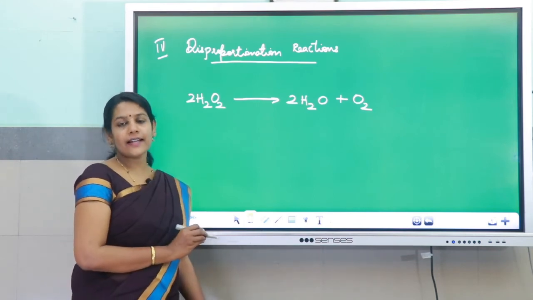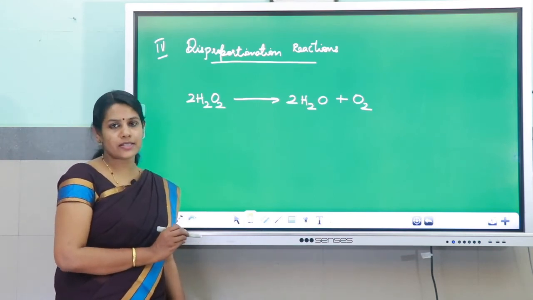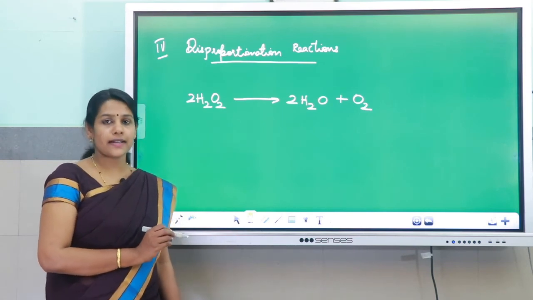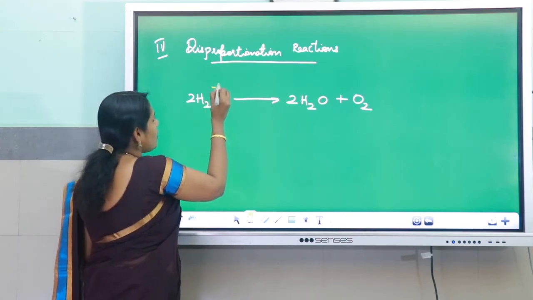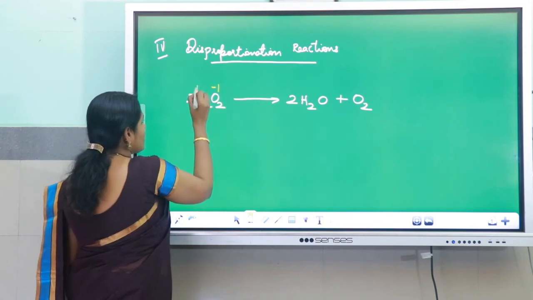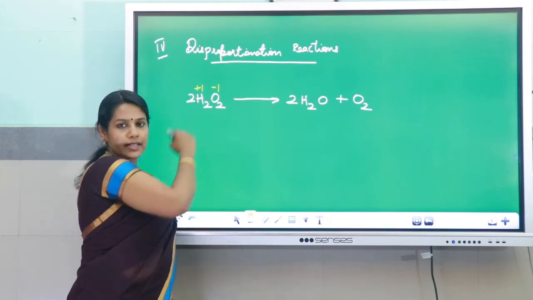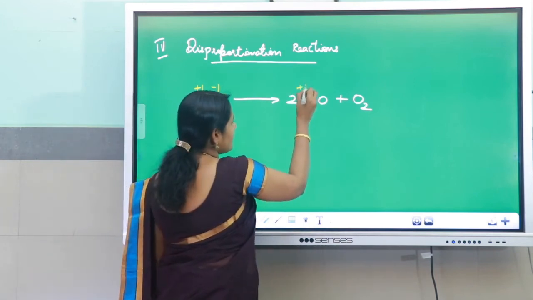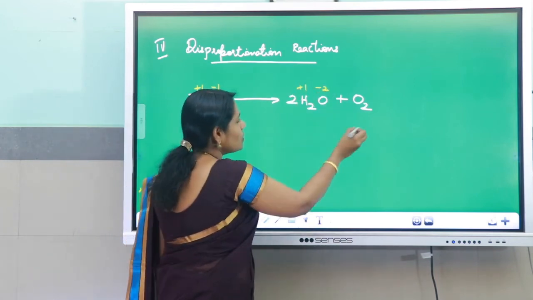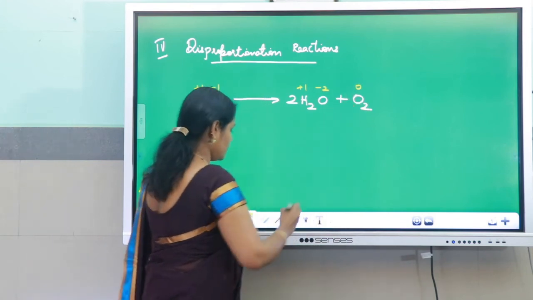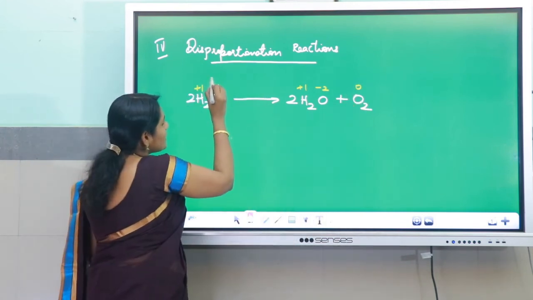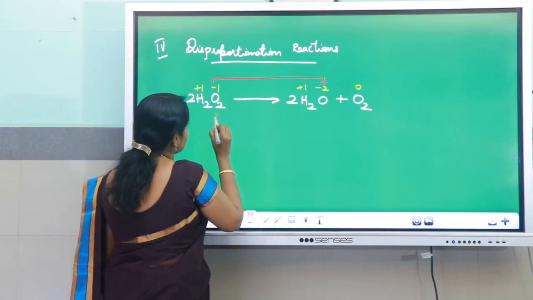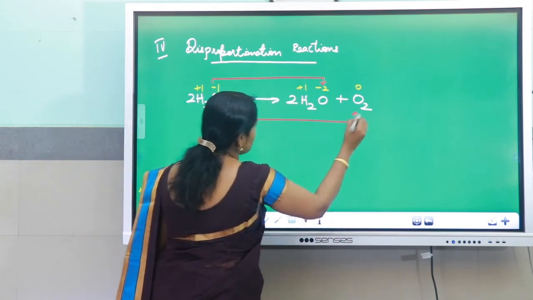We have studied that the common oxidation state of oxygen is minus 2 except for peroxides. For peroxides it is minus 1. So, here for oxygen it is minus 1 and hydrogen is plus 1. So, all together it will be equal to 0. Then H2O, hydrogen is plus 1, oxygen is minus 2 and O2 is 0. Oxygen minus 1 becomes minus 2. The same oxygen minus 1 becomes 0.